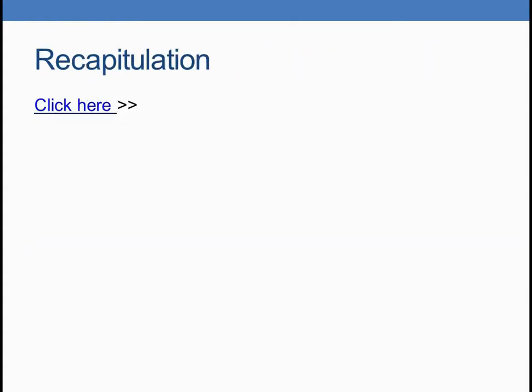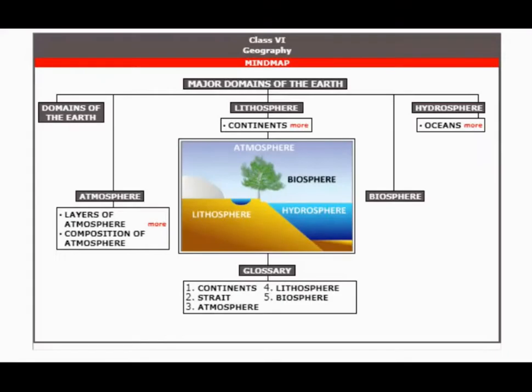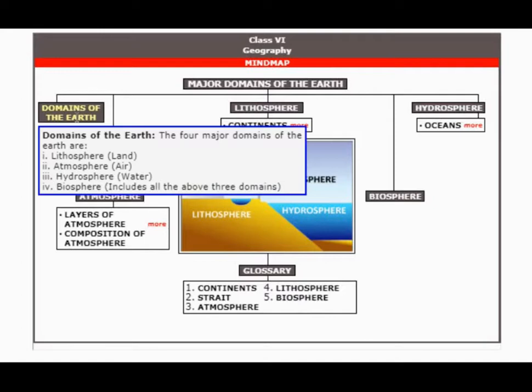Okay, children, next let's recapitulate the lesson. See, we are learning the lesson major domains of the earth, isn't it? Yes, our lesson is about major domains of the earth. Under this lesson, you learnt about domains of the earth. The four major domains of the earth are lithosphere, that is land, atmosphere, that is air, hydrosphere, that is water, and also we learnt biosphere. It includes all the above three domains, isn't it? And then first you learnt about atmosphere.